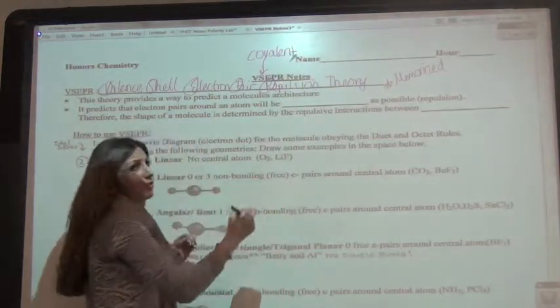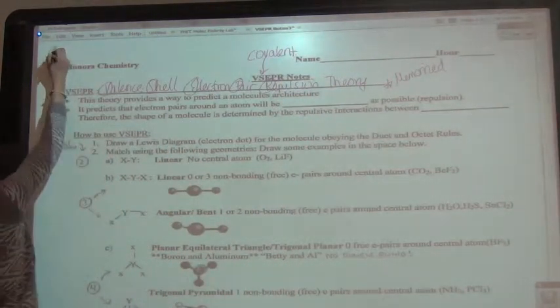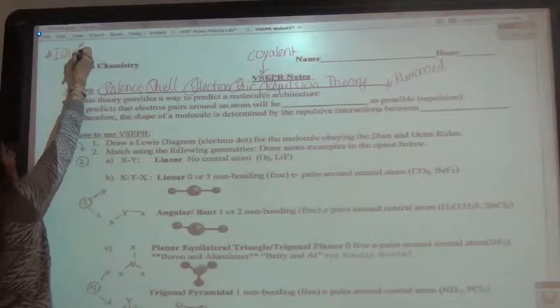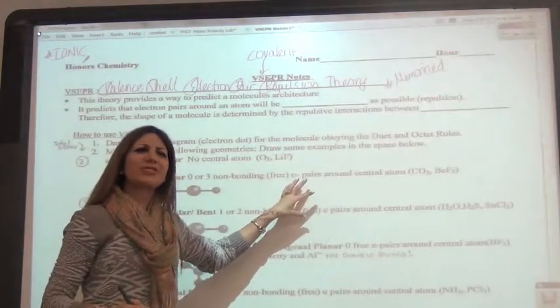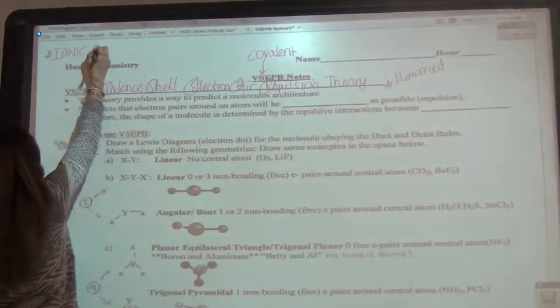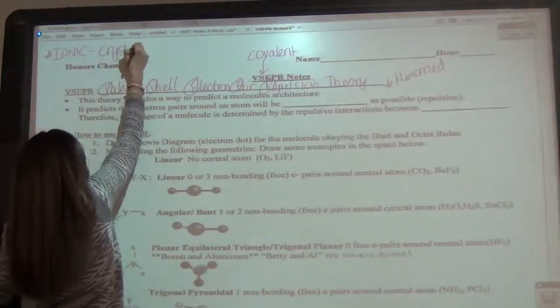So before we do this, I do want you to know that this Vesper model is specifically for covalent molecules. But we know that in addition to covalents, we also have ionics. Now I do have ionics listed here, but really the ionics don't take on these shapes. The ionics only form what we call crystals.